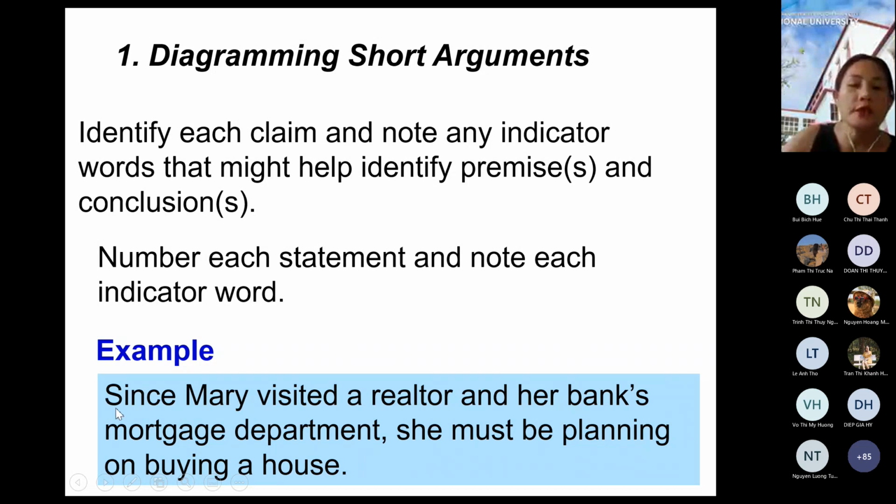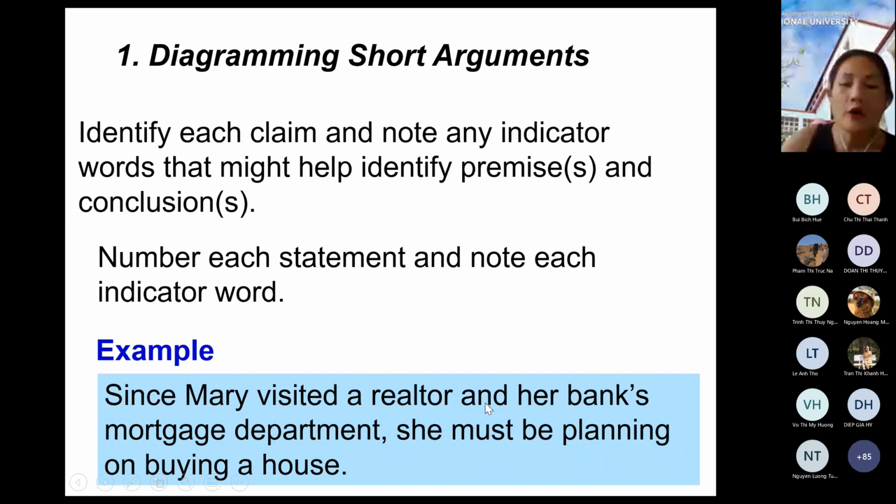Trọng read the word since when he read the first statement. But if you break it into 2, then you cannot keep the word since, isn't it? When you rewrite it, you should not keep the since there. That is a mistake that very soon we'll learn, almost at the end of today's class. But anyway, Trọng said 2 pieces of information: Mary visited a realtor and her bank mortgage department, and the second is the conclusion, she must be planning on buying a house.